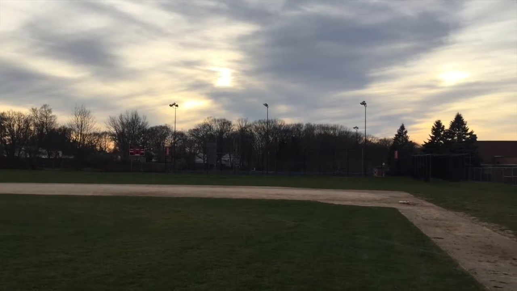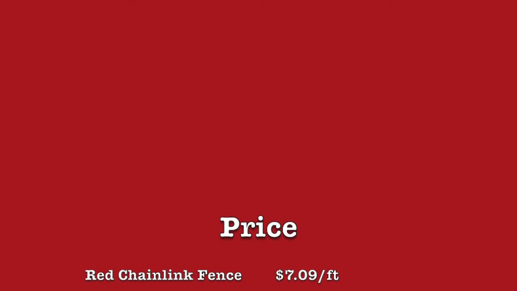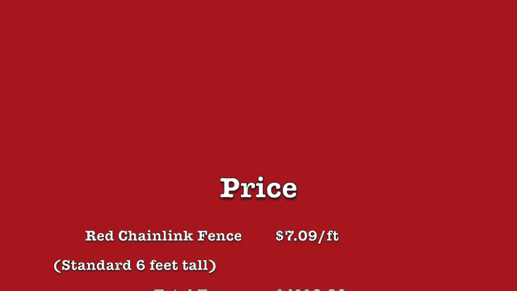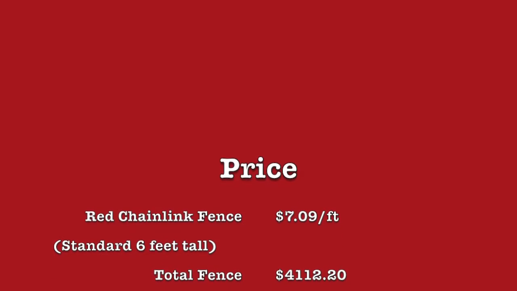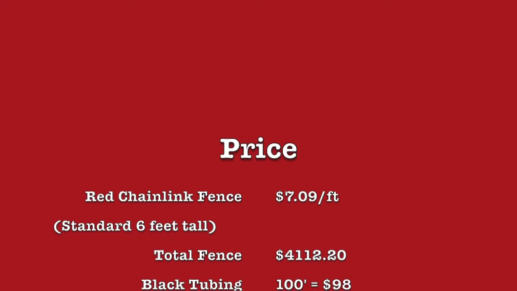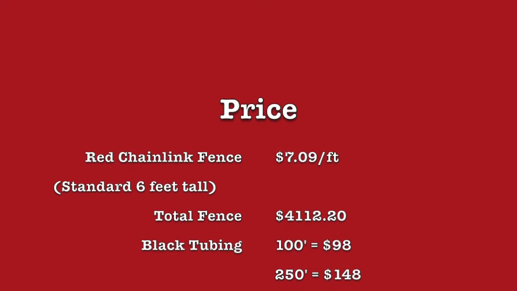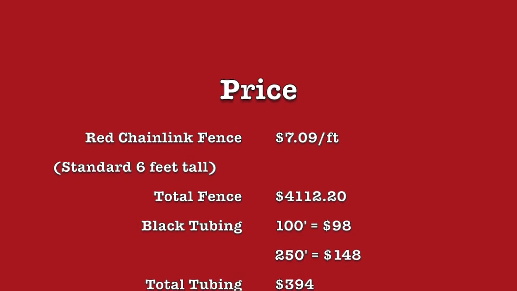This red chain link fence would cost approximately $7 a foot, for a total of just over $4,100. In addition, we would need tubing for the top of the fence. This is used to prevent injuries and keep the top safe. This tubing is traditionally in yellow, however, it can also come in black, another one of our school's colors.